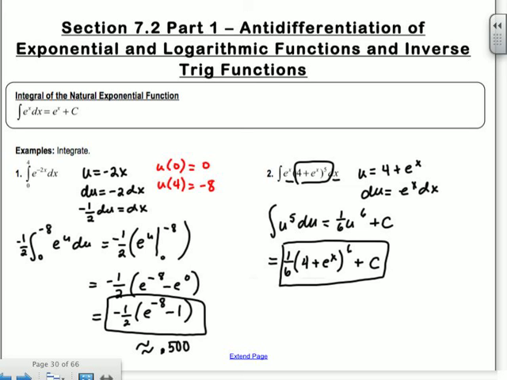First one, u of 0 and u of 4, we didn't do e to the 0 or e to the 4. You're plugging it into the u function, right? x was 0 and x was 4. Yeah. So we plug it in there.